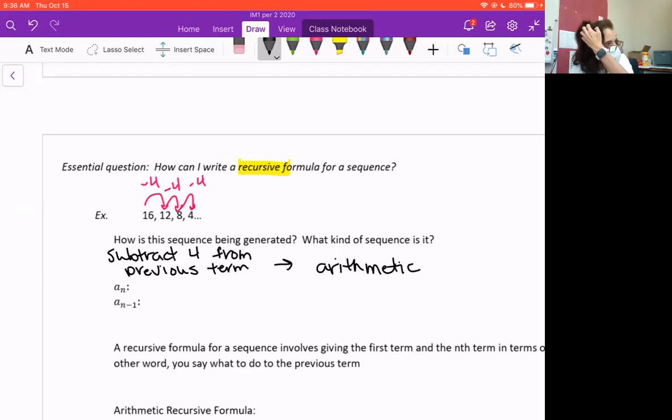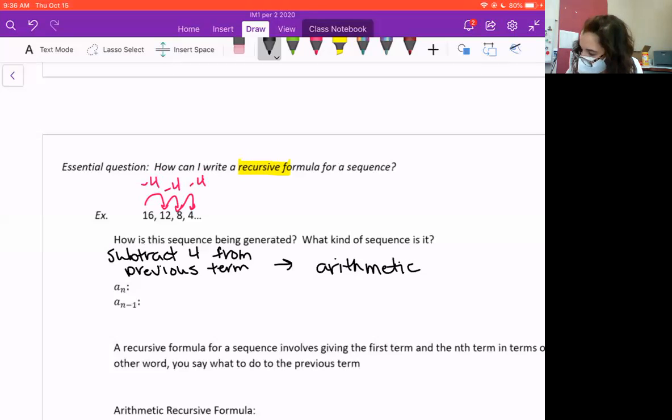Okay. We know that when you add or subtract the same number every time, you have an arithmetic sequence. When you multiply by the same number every time, you have a geometric sequence. If neither of those apply, then you just have some other type of sequence that might not have a specific name.